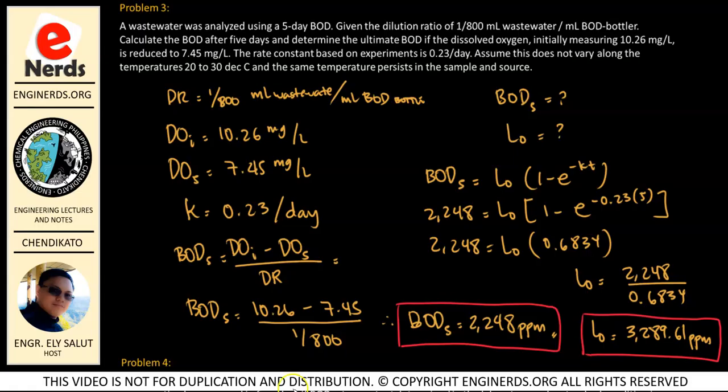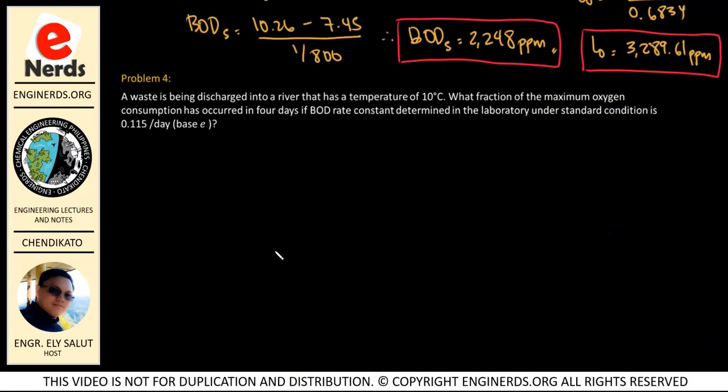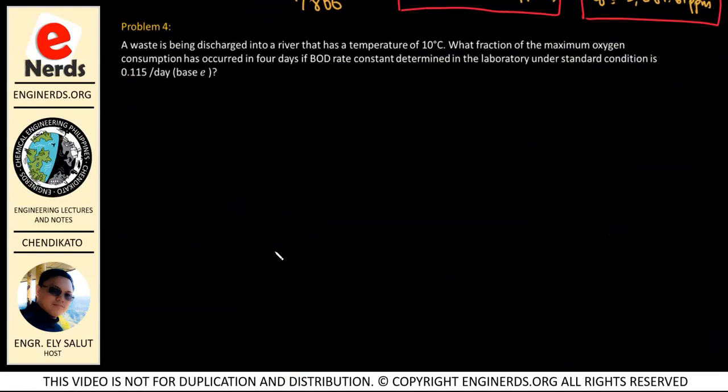Okay, so proceed na tayo sa ating final question, no? Itong problem number 4. Okay, so basahin muna natin yung ating problem. A waste is being discharged into a river that has a temperature of 10 degrees Celsius. What fraction of the maximum oxygen consumption has occurred in 4 days if BOD rate constant determined in the laboratory under standard condition is 0.115 per day, and mention dito that it is for base E.